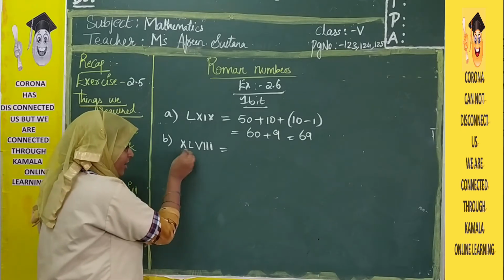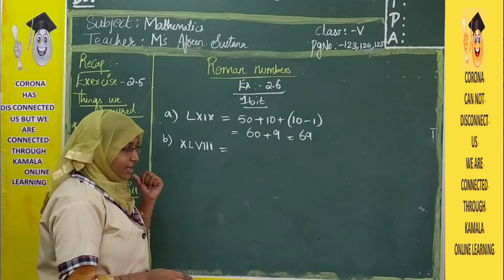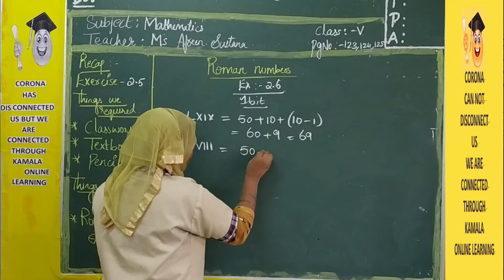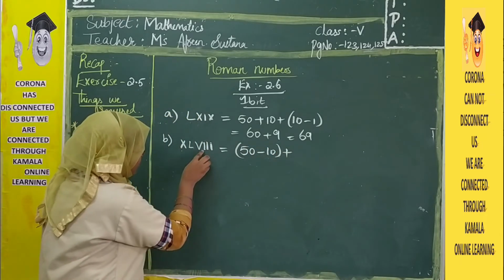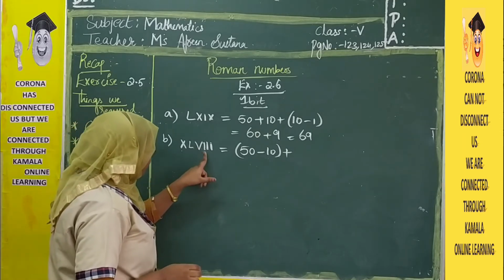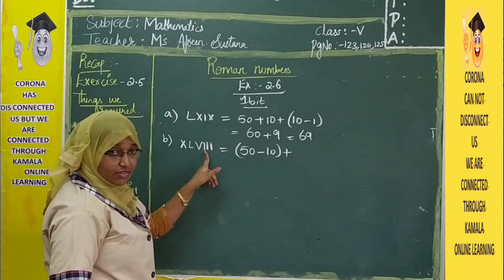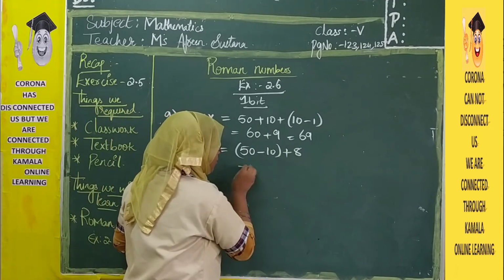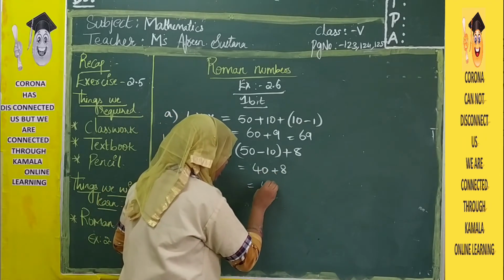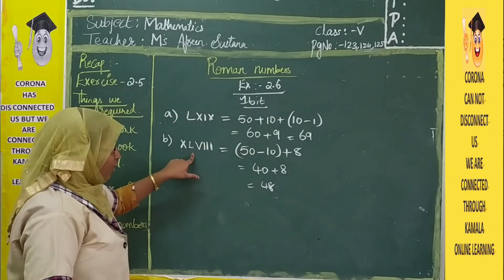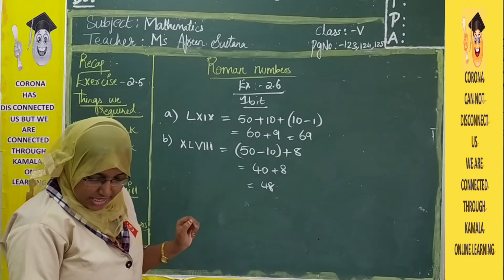XLVIII. X is 10, L is 50. Smaller numeral is written on the left side. So what we will do? We will subtract. So 50 minus 10, plus VIII. The symbol is repeated 3 times, so the value will be added. Now 1 is written on the right side, it will be added. 5 plus 1, 6. 6 plus 1, 7. 7 plus 1, 8. So 50 minus 10, 40. 40 plus 8, 48. Right? XLVIII is 40, 5, 6, 7, 8, that is 48. The same way you try the next, C and D.